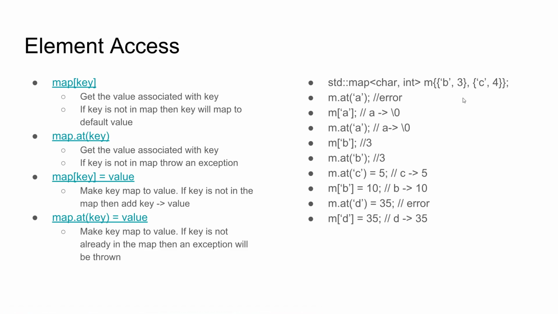Right? So here's some examples over here. We create a map that maps characters to integers. Right? We have b goes to 3, c goes to 4. If I do m.at('a'), right, there's no key who has the value a, so we're going to get an error. But if I do m['a'], again, there's no element inside the container, so it's going to use the default value for the character, which is the null character.